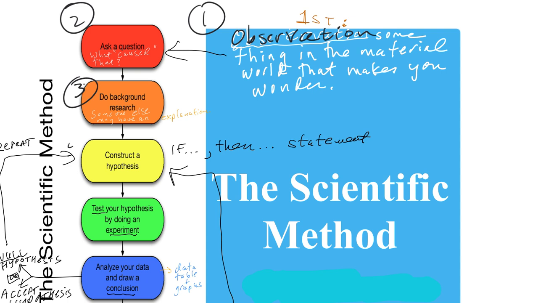The next step would be, if I don't get an answer to my question, to think of a possible answer to my question. Why did that thing happen that I observed? What caused that thing to happen? So I come up with a hypothesis, a possible explanation.